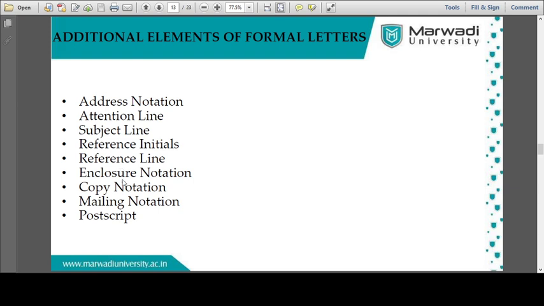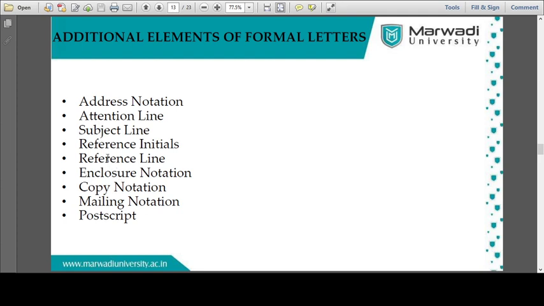Now next is mailing notation. This is placed either at the bottom of the letter after the reference initials or enclosure notations, or at the top of the letter above the inside address on the left hand side. For example, you write by registered post, by courier, by speed post. That is called mailing notation.